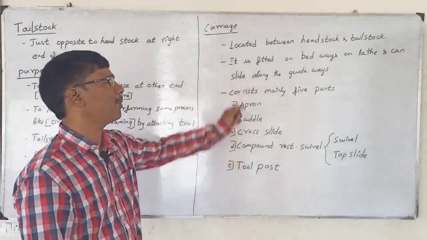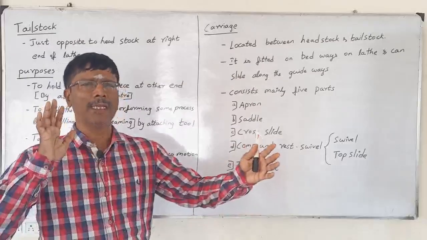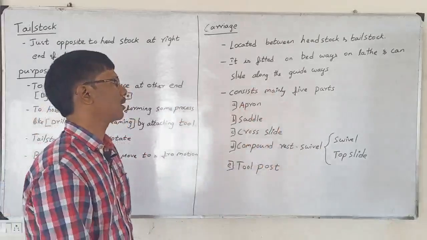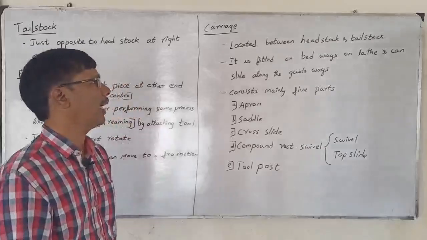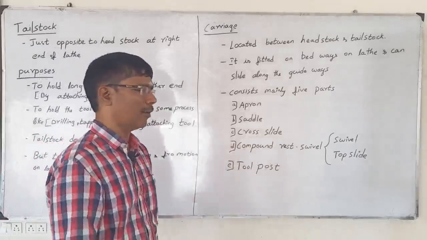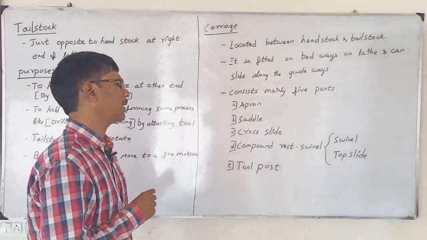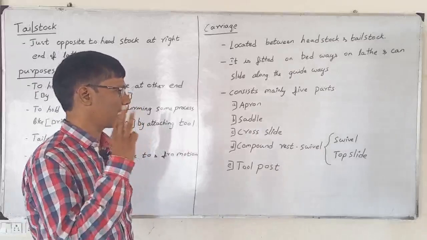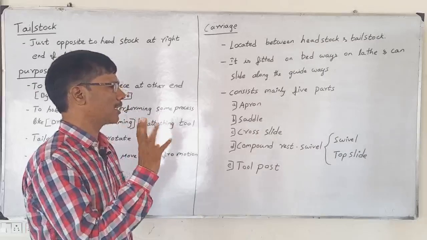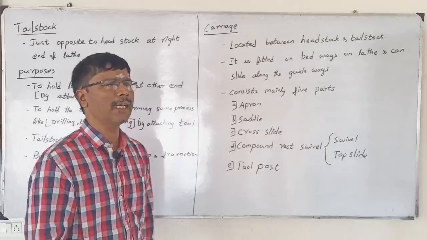So the next thing we are going to see is carriage. This carriage is located between the headstock and the tailstock. On one side headstock is there, on the other side tailstock is there. It is fitted on the bedways of lathe and can slide along the guideways. It consists mainly of 5 parts. The first one is apron, then saddle. Saddle is H shape. It has cross slide, and compound rest that can be swiveled, top slide, and tool post. So these are the 5 important components in the carriage.